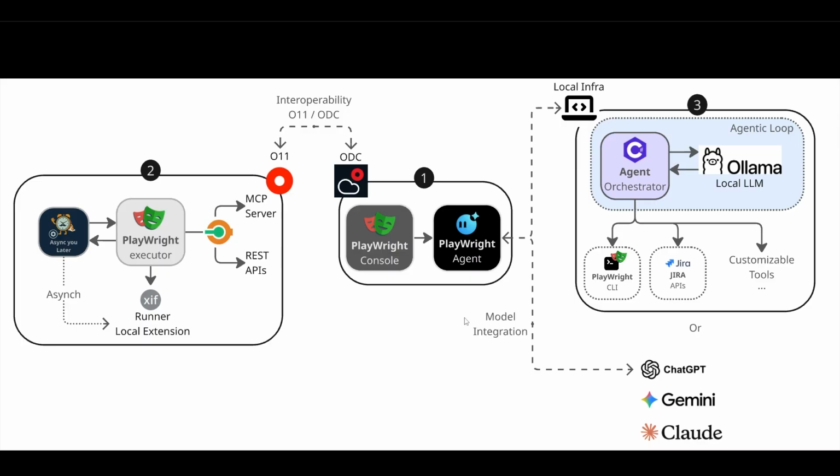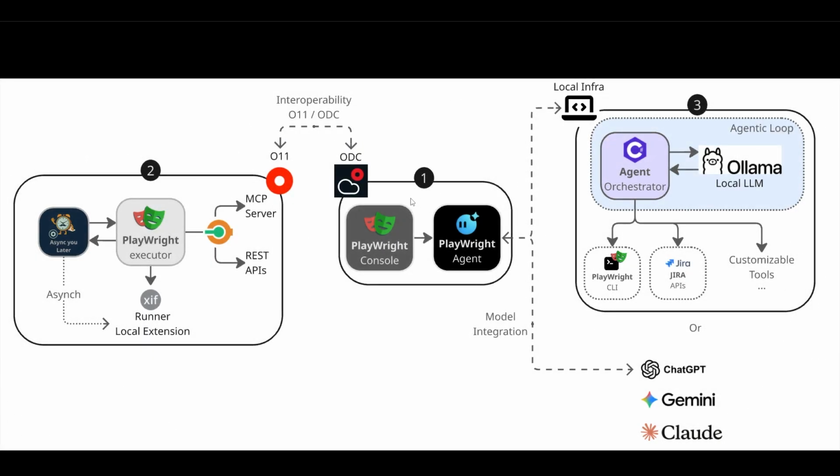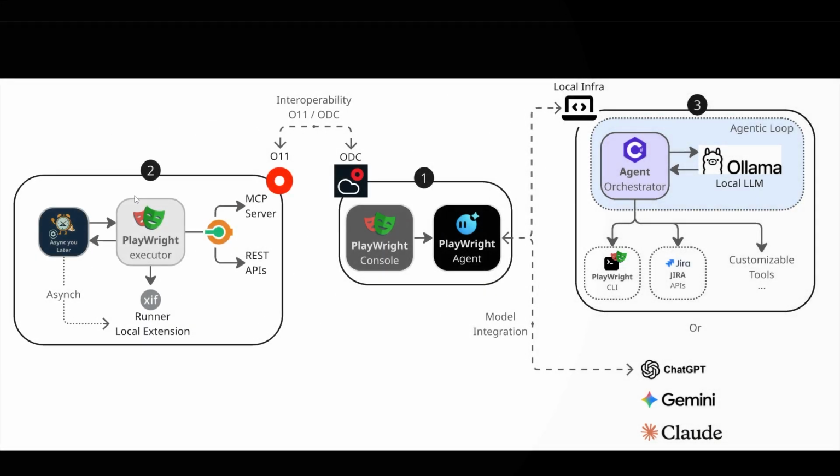Alright, so before jumping into the application, let me quickly show the high-level architecture so we have the full picture in mind. At a high level, the solution has three main areas. First one in the middle is the ODC environment. This is where the Playwright Console and the Playwright Agent live, and this is the main interface I will use in this demo. On the left, we have the O11 environment.